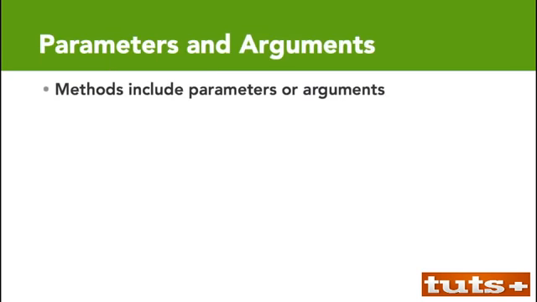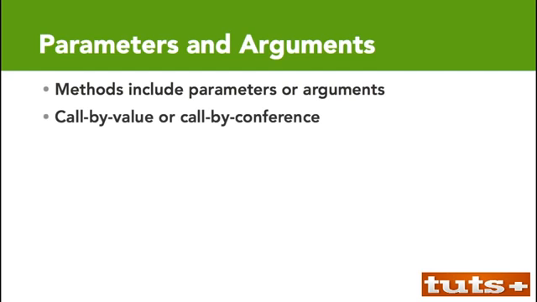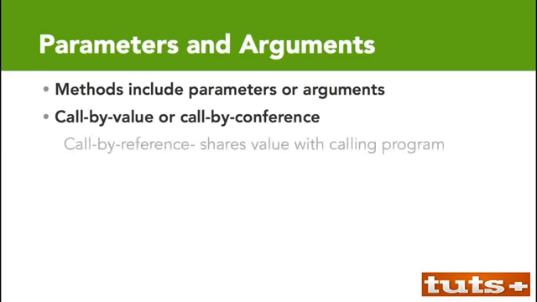Most methods include parameters or arguments as a way to pass values from the calling method. There are two types of arguments, call by value and call by reference. The biggest difference is that the call by reference allows the method and the calling program to both point to the same address that contains the value of the variable.